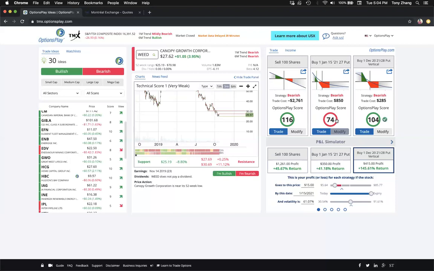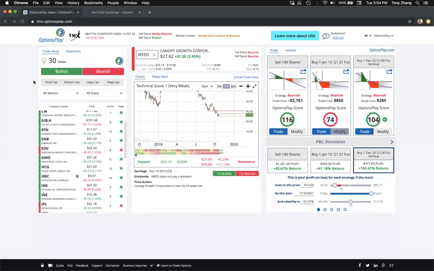And that's why you have a relatively low Options Play score, because these puts are expensive. So ask yourself, how bearish are you on weed? If you're extremely bearish, then it makes sense to buy a put. If you're not as bearish, I wouldn't go near this.